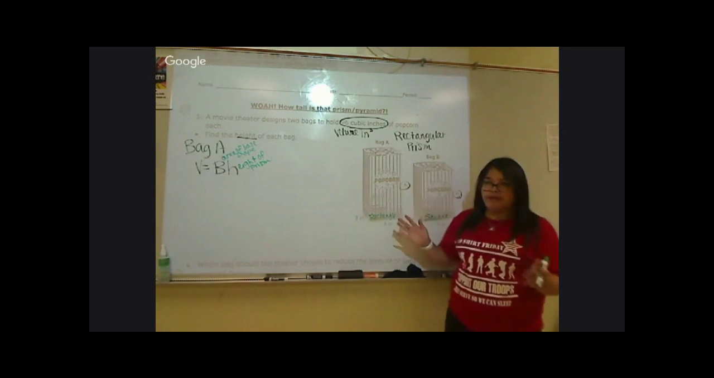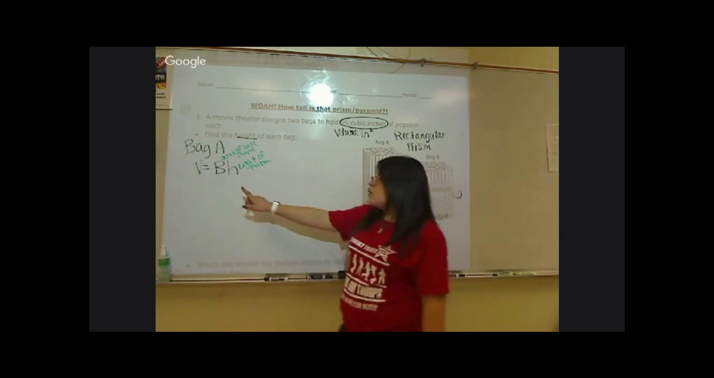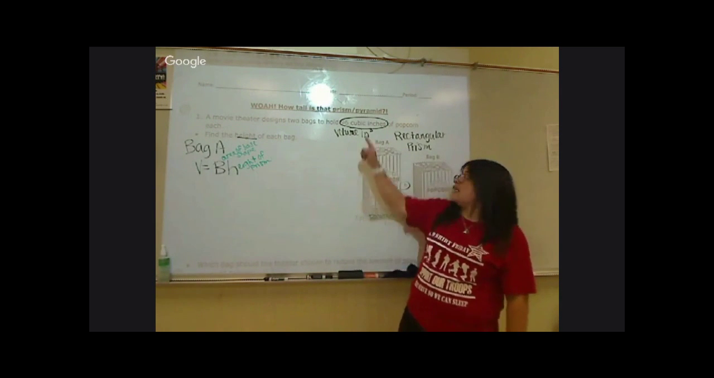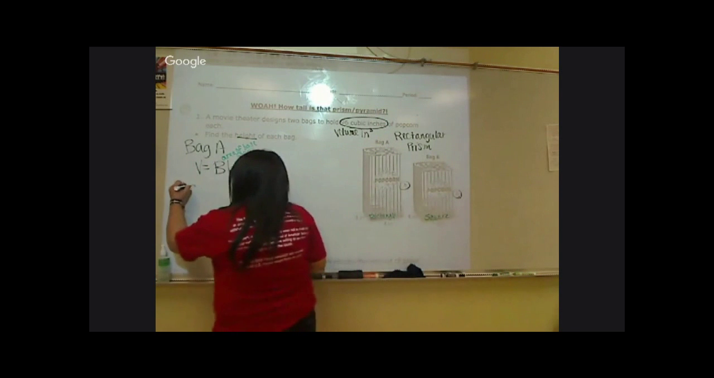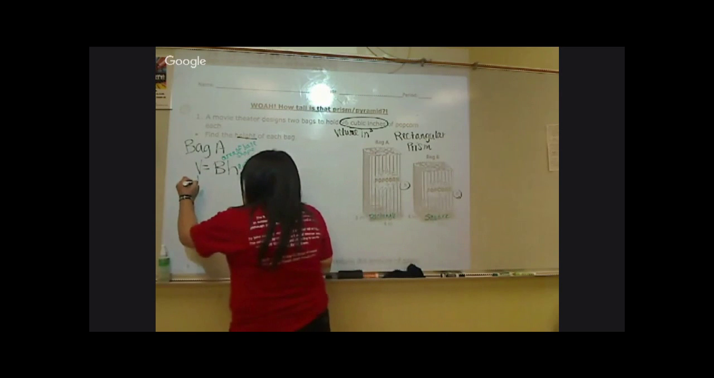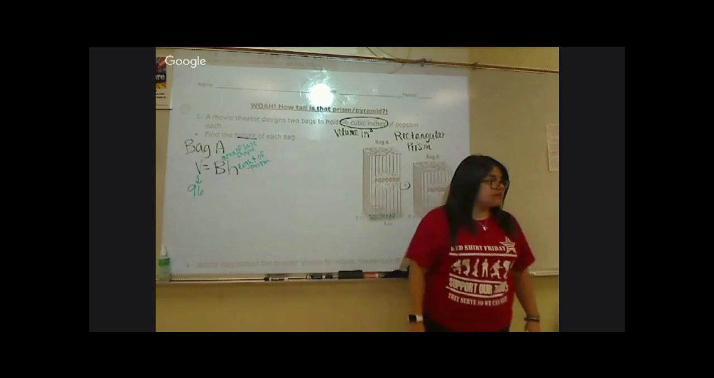So now let's see what we have that we can plug in. Were we given the volume? Do we know the volume of this popcorn bag? Yes, we know it should hold 96 cubic inches of popcorn. So we know what our V is. For V, I'm going to plug in 96.